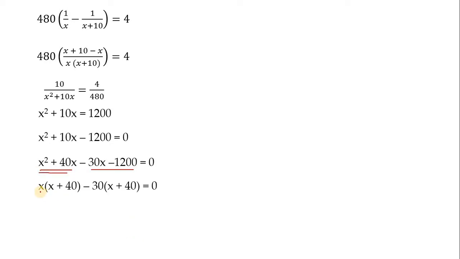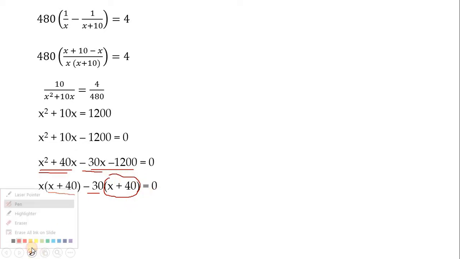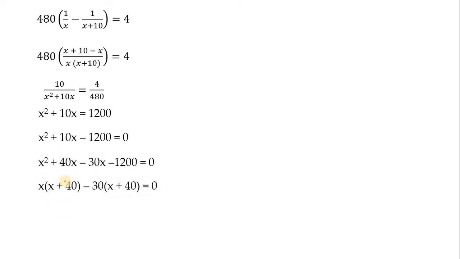So that is x. If you take x out, here we'll get x plus 40, and here you can take minus 30 as a common factor. If you take minus 30 common factor, here we'll get x plus 40 is equals to 0. Now again, here x plus 40 is common. So take x plus 40 outside. So we'll get x minus 30 which equals to 0.